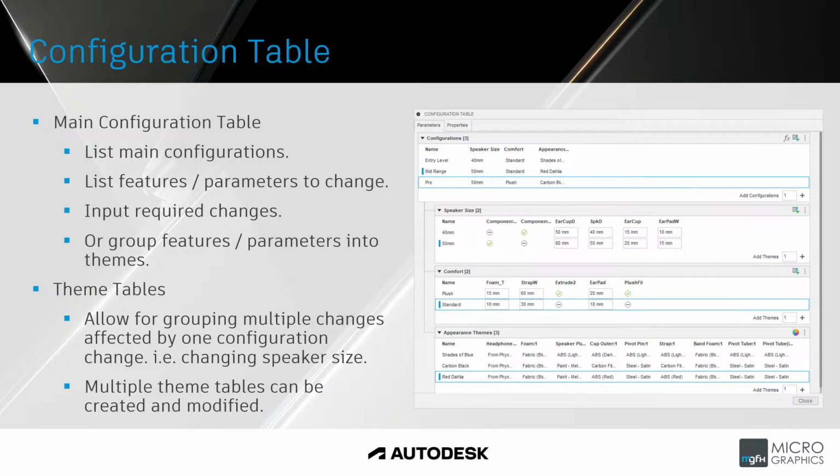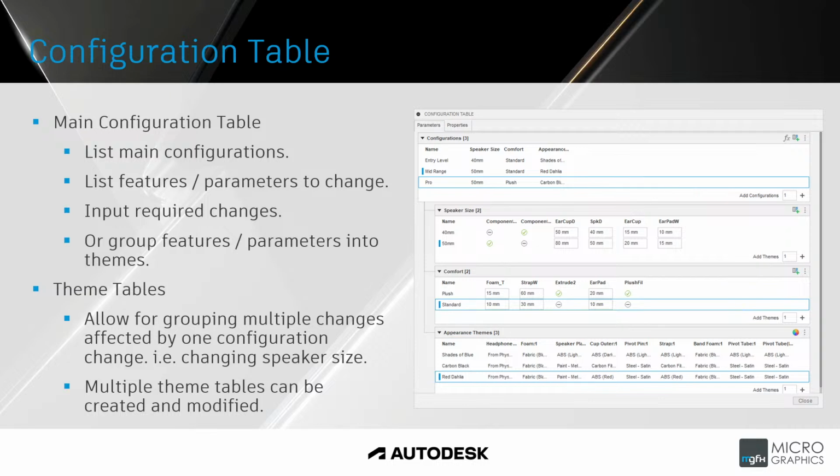This table here lists, as I said, your main configurations. These are the configurations that you would choose between. So in the example of the headphones, I've got entry level, mid-range, and pro. So those are the 3 configured designs. So, depending on your preference or your budget, you can go between those 3 and have a configured headphone set for that specific, let's say, level that you choose.